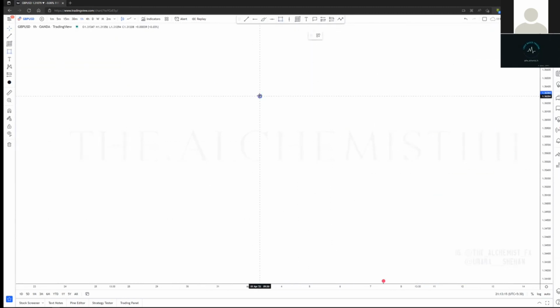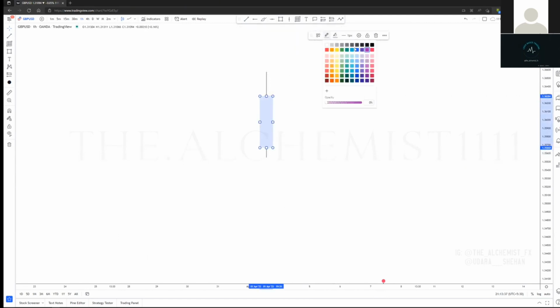Now I'm going to draw a bearish candle. Okay, that way you will understand it. Let's say we had this. It's the same thing, but in different forms. So let me draw this out.